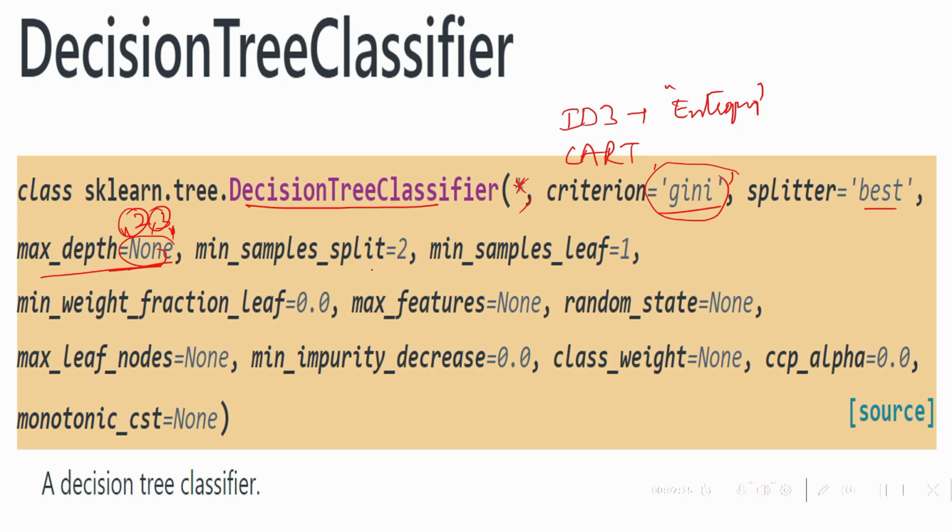Then there are other parameters: min_samples_split, min_samples_leaf equal to 1, min_weight_fraction_leaf equal to 0.0, max_features equal to none, random_state equal to none, max_leaf_nodes equal to none, min_impurity_decrease equal to 0.0, class_weight equal to none, ccp_alpha equal to 0.0, and monotonic_cst. Like that we have different hyperparameters. We can change the values of the different parameters and restrict the overfitting.